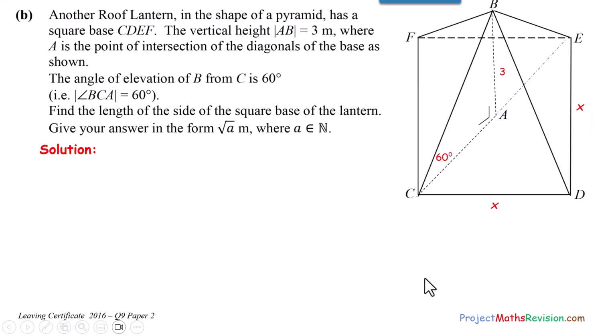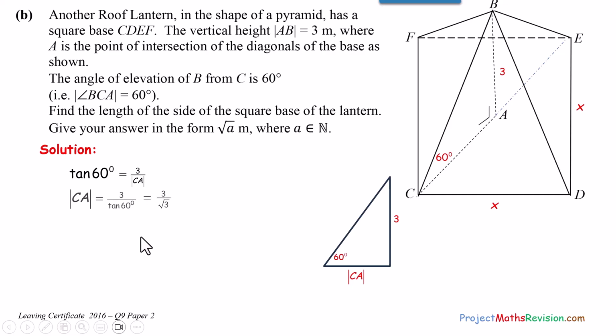So if we take this triangle out, the triangle ABC as before, we have a right angle triangle, and we could say that tan 60 is the opposite over the adjacent, which is 3 over CA. So that means CA is 3 over tan 60, which, if you work this out, is 3 over root 3. And if we multiply above and below by root 3, this works out to be root 3. So the distance CA is root 3. So the distance CE will be twice that length, which will be 2 times root 3.